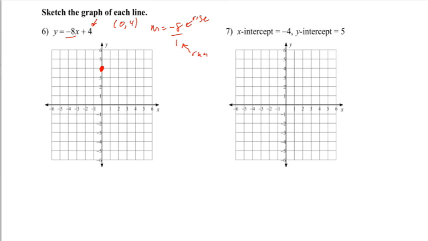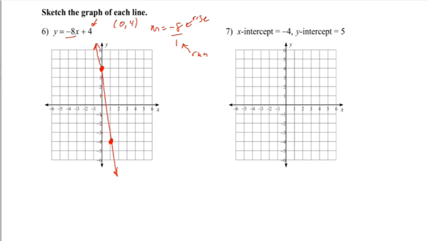So if I go down 1, 2, 3, 4, 5, 6, 7, 8, and I go over 1, I wind up right here. This becomes my second point. Now I can draw a straight line between those two points. And I put some arrows on the end, and that graphs that particular line.